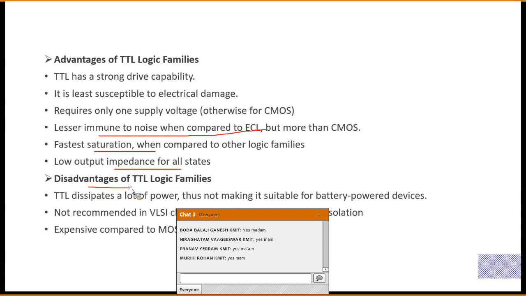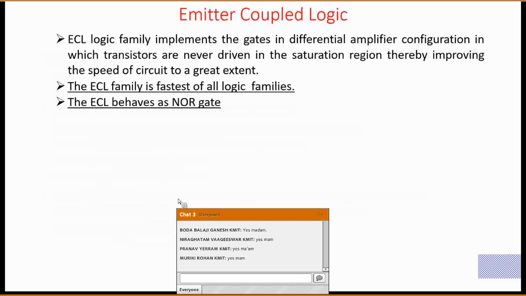And the disadvantage is that it dissipates a lot of power. It is not recommended for VLSI chips because it requires more space and is expensive compared to MOSFETs. But eliminating the disadvantages, TTL's advantages are more as compared to other gates. So generally we will use TTL only.